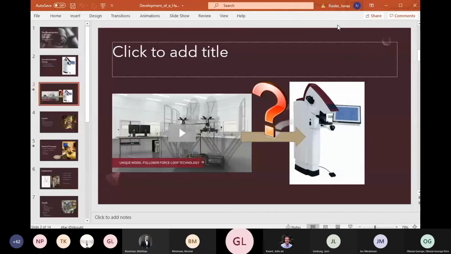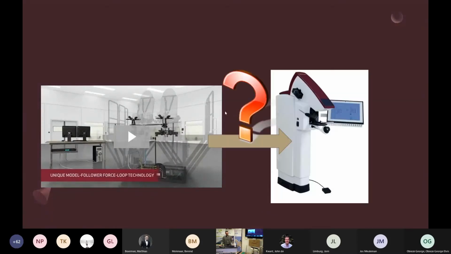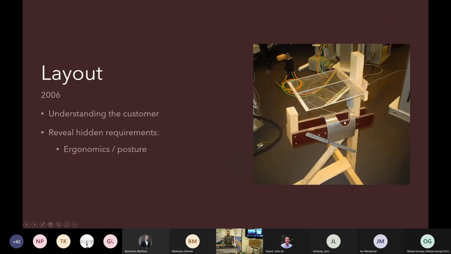So the question is how? How did we do that? How did we get from 2006 to 2010 with the launch of the Simodont? The first prototype, yes, it is a prototype, but it's very, very simple. It is this simple mock-up.